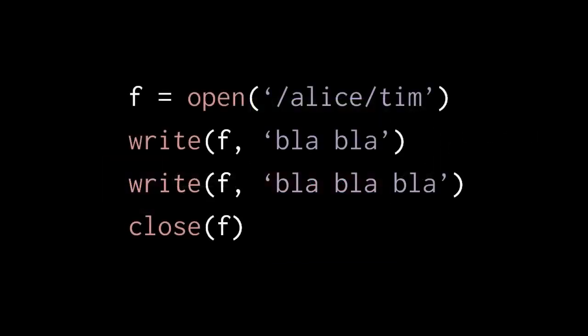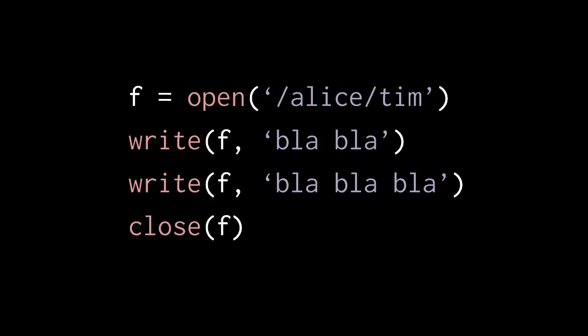So here's what the use of write might look like in code. Say we want to write to the file /alice/tim. Well, first we need to open it, and that call to open returns a file descriptor, here assigned to f. Then when we call write, we specify the file descriptor so it knows which file we're actually writing to, and then we also pass in the data to write. In this case, let's just say it's an ASCII string where each character represents one byte that's going to be written to the file. So here we call write twice, and the first one writes blah blah to the file, and then the second one writes blah blah blah.